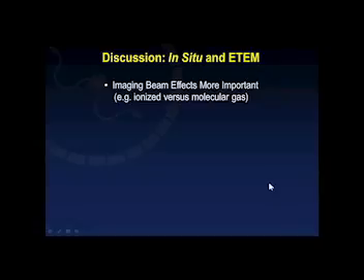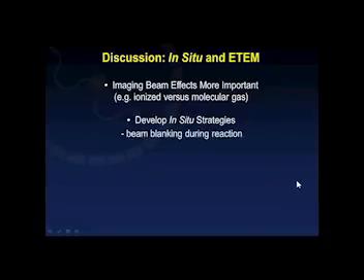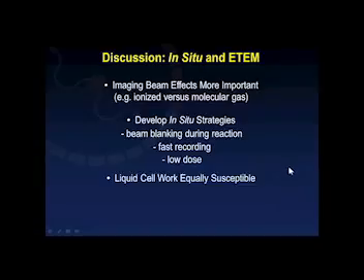As you can see from the above example, the imaging electron beam effects are definitely more important in gas-related experiments. So it is therefore important to develop in-situ strategies when one is performing controlled environment experiments. This can include beam blanking during the reaction, adopting some kind of fast recording, and low dose, if it's possible to set up low dose mode during the imaging process.